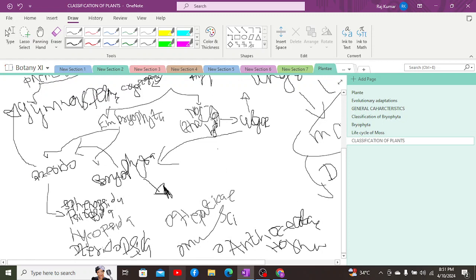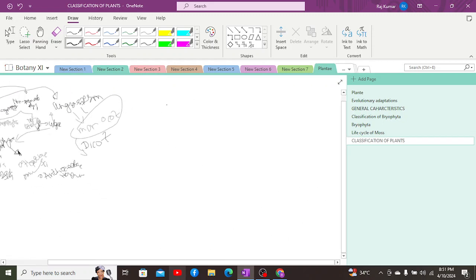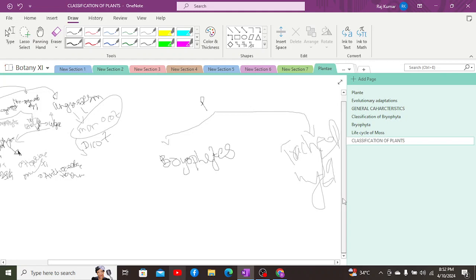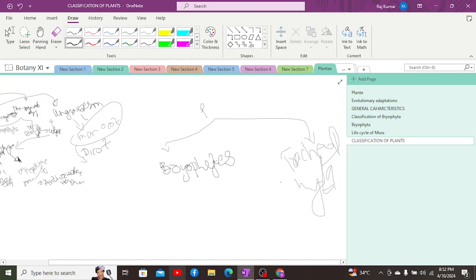But the newer classification, which is a modified version of Whittaker's classification, the Margulis and Schwartz classification, is on the basis of vascular and non-vascular plants. The bryophytes are the first non-vascular plants, or first embryophyta, and then we have tracheophyta, which are the vascular plants. Pteridophyta are the first vascular plants, from where the spermatophyta evolved, which are now under the category of tracheophyta.